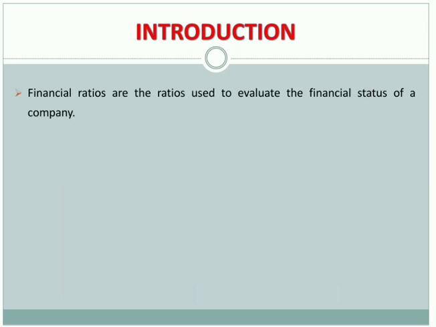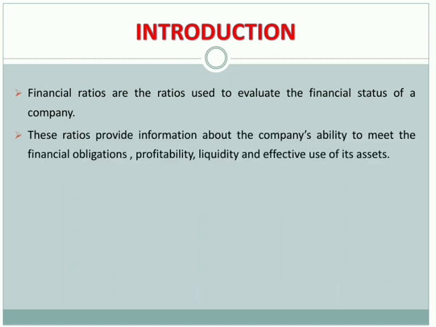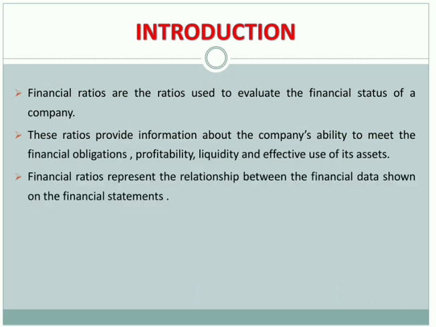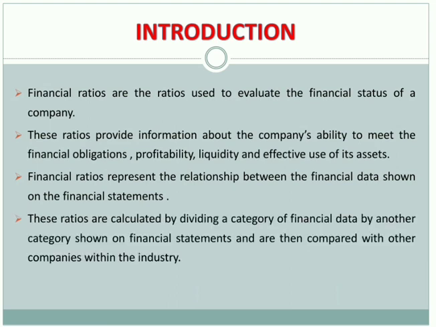What are financial ratios? Financial ratios are the ratios used to evaluate the financial status of the company. These ratios provide information about the company's ability to meet its financial obligations, profitability, liquidity, and effective use of its assets. Financial ratios represent the relationship between the financial data shown on the financial statements. These ratios are calculated by dividing a category of financial data by another category shown on the financial statement and are then compared with other companies within the industry.